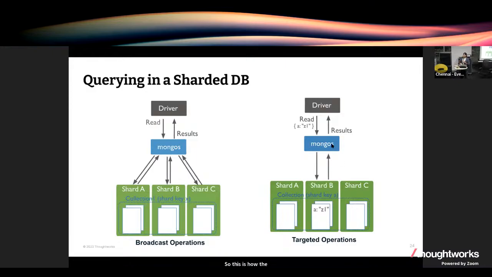If the MongoS was able to identify the shard right away, it was a direct read operation, maybe based on your shard key, then it will directly go to the right shard and fetch your results. That is called a targeted operation. So this is how querying works in a sharded database.